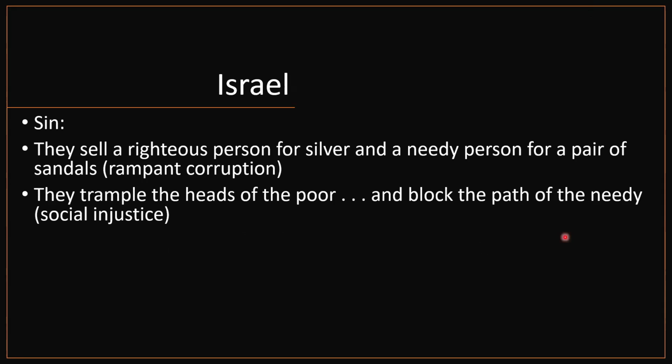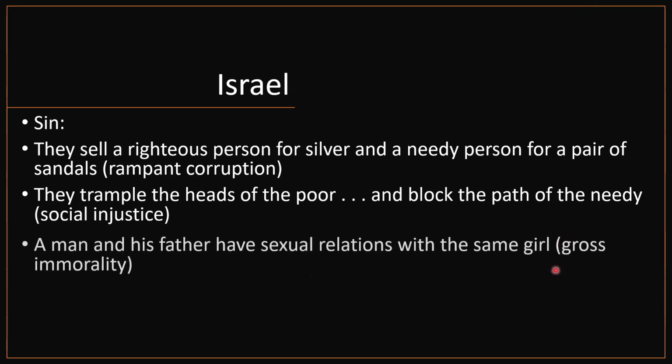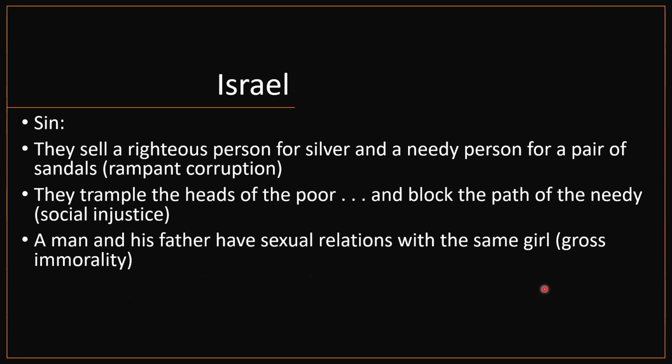There was social injustice. A man and his father having sexual relations with the same girl, gross immorality, something that the Canaanites thought was a great thing to do. And so these people copied. The kingdom of Israel literally rejected the religion of Abraham, the religion of Moses. They built their own temple. They had their own priesthood, their own prophets. They built a counter temple, a counter religious system, drove out all the priests, all the Levites into the kingdom of Judah.